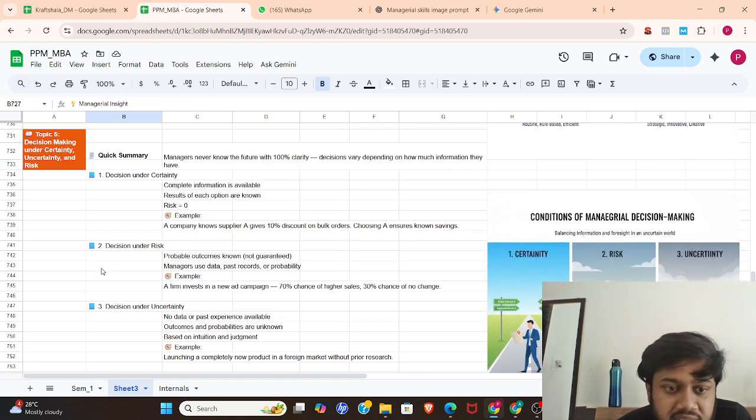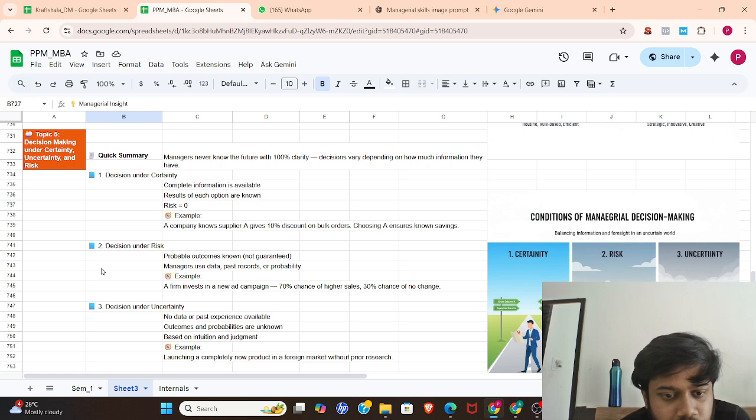Decision under risk. Probable outcomes are known, not guaranteed. Basically, the outcomes are not guaranteed. Managers use data, past records, or probability. Example: a firm invests in a new ad, with a 70% chance of higher sales and a 30% chance of no change. That is a type of risk that they are taking.